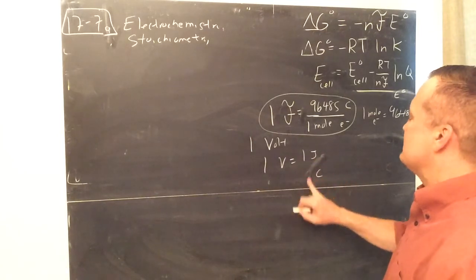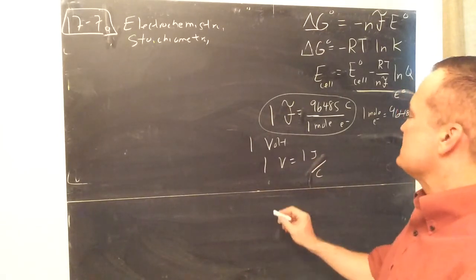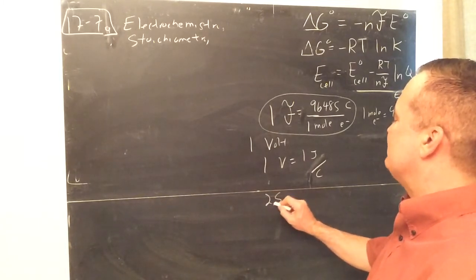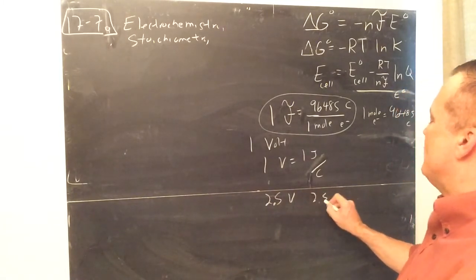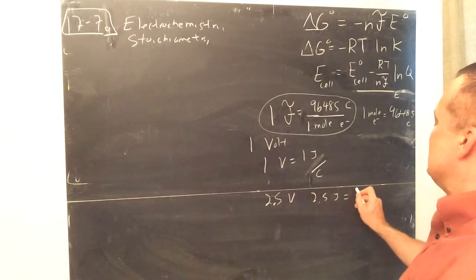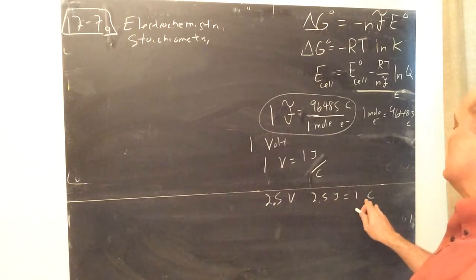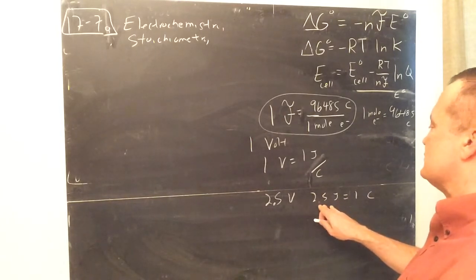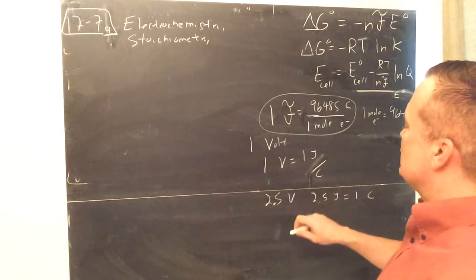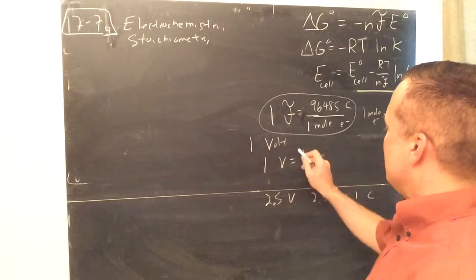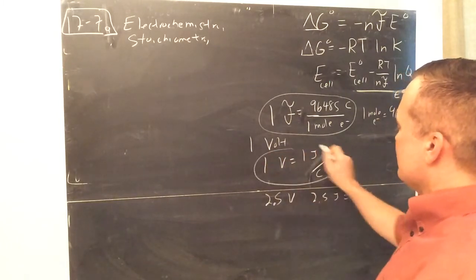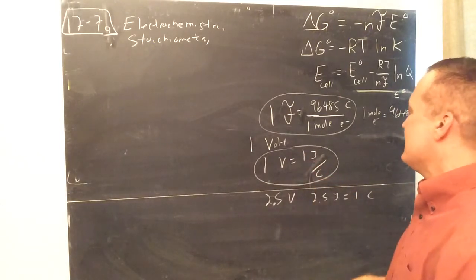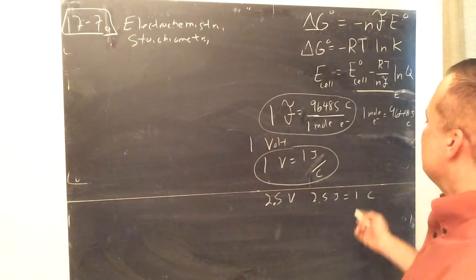Now, why does that matter? Because if you have 2.5 volts, that means you have 2.5 joules for every 1 coulomb. Every time a coulomb of charge goes by, that's 2.5 joules of energy. So 1 volt is 1 joule per coulomb. You need to know that. So if I have 20 volts, I have 20 joules per coulomb.